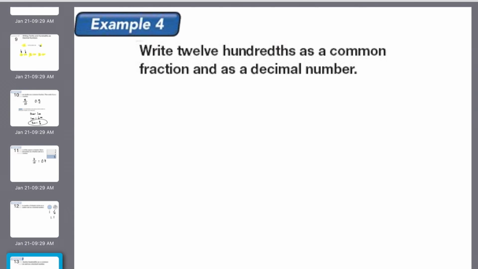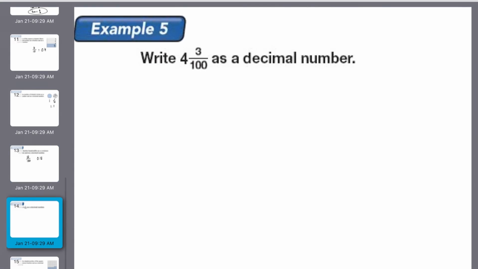Write 12/100ths as a common fraction and as a decimal number. 12/100ths, which is 0.12. 12/100ths. Right, 4 and 3/100ths as a decimal number. 4.03, because this is the tenths spot, this is the hundredths spot. So 3/100ths would be 0.03.